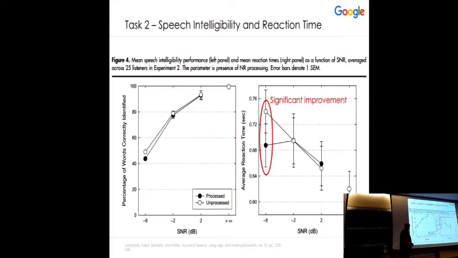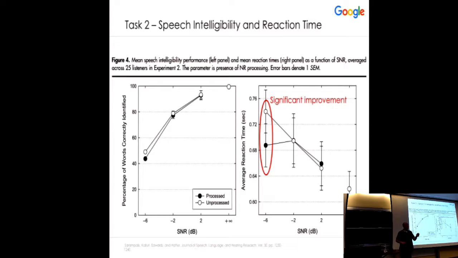On the primary task, unprocessed is in open circles, processed in dark circles. And as a function of signal-to-noise ratio, performance didn't vary very much with processing. So their ability to recognize speech and repeat it back to the person wasn't changed very much. It went down with signal-to-noise ratio going down, but the noise processing didn't make much difference. So that's the primary task. That's just repeat the sentences back.